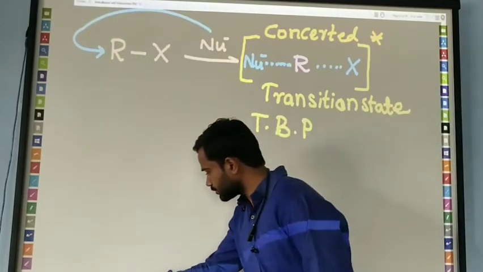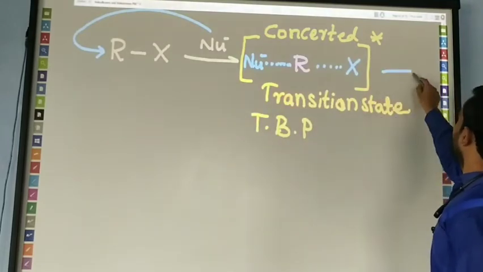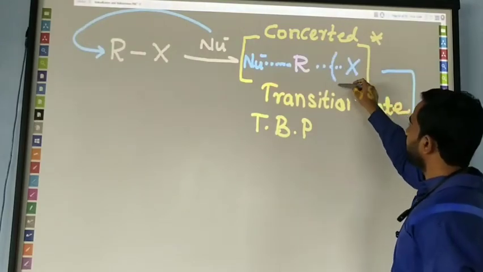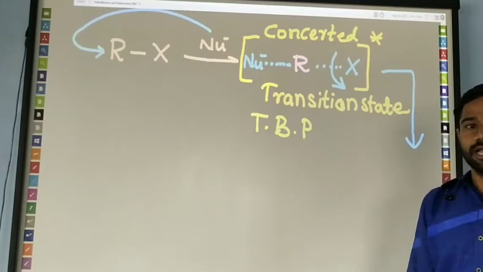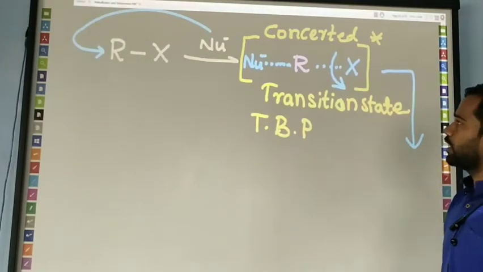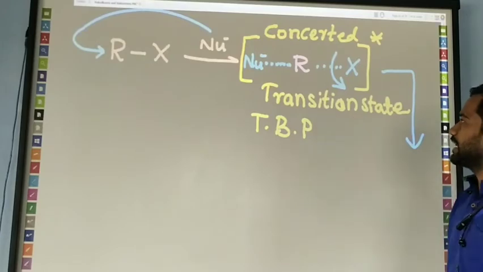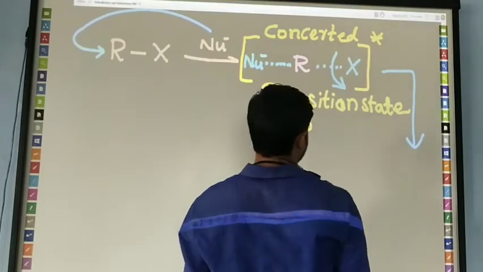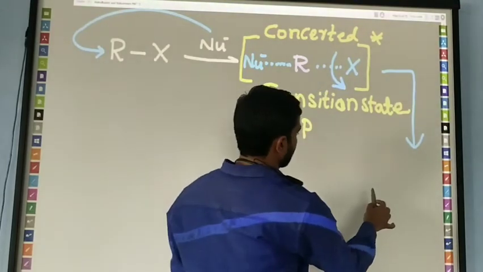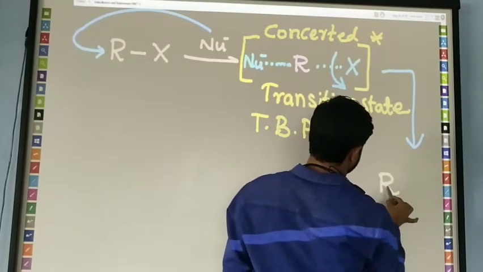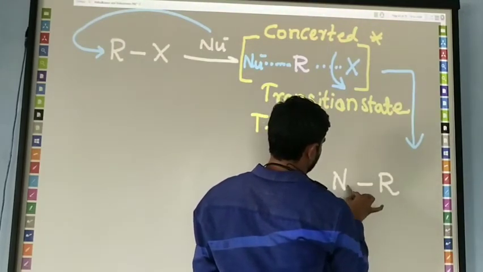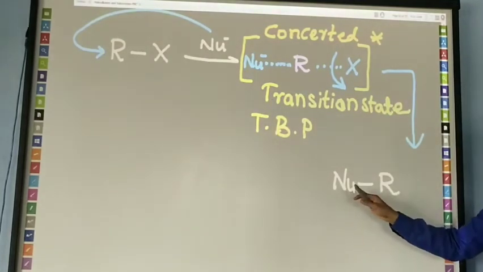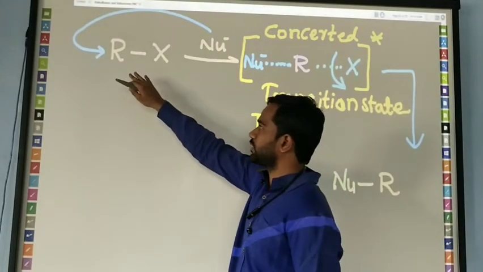After the formation of the transition state, the halide moves outside, and the nucleophile attaches. After the removal of the halogen, which is our leaving group, there is a formation of the product. The product will look like this. There is a formation, as you can see here, of R-Nu. But let's see the substrate, R-X.